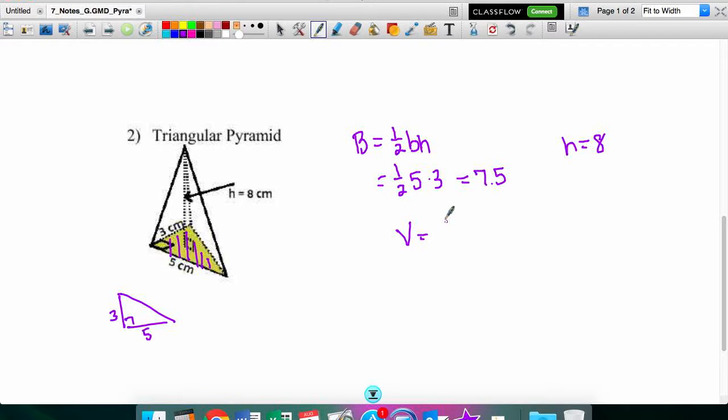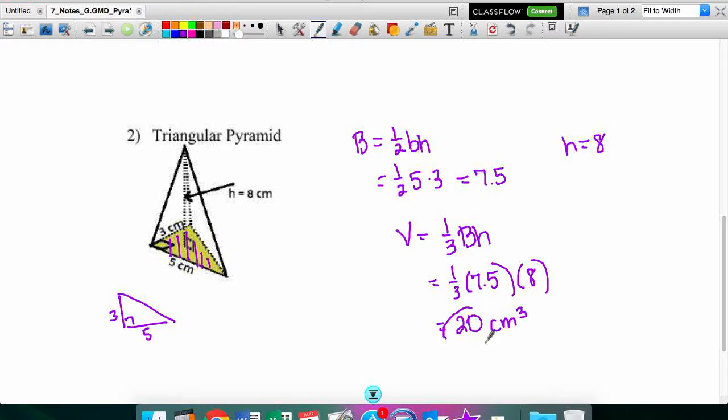And my volume formula is 1/3 capital B times H, so all I have to do is plug in these values to get my final answer. So 1/3 times 7.5 times the height, 8. So if you multiply these values, you actually get a very nice number. You're going to get 20.